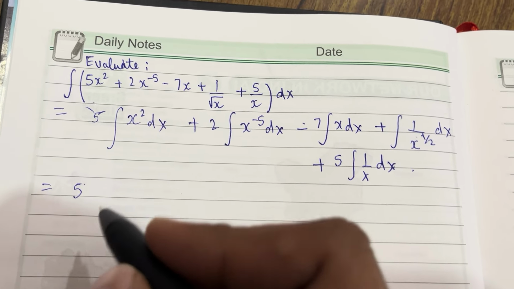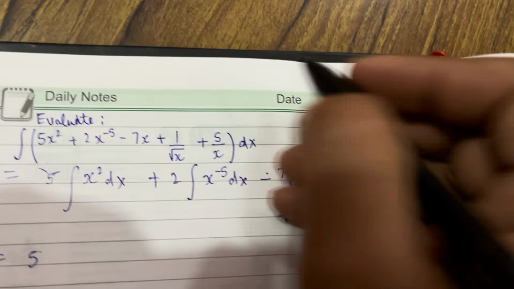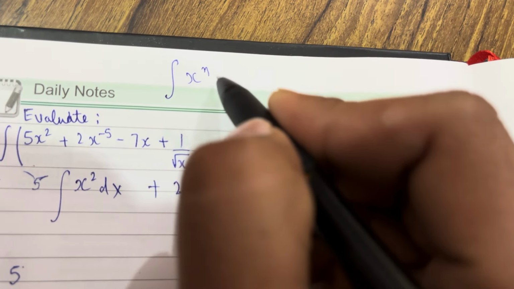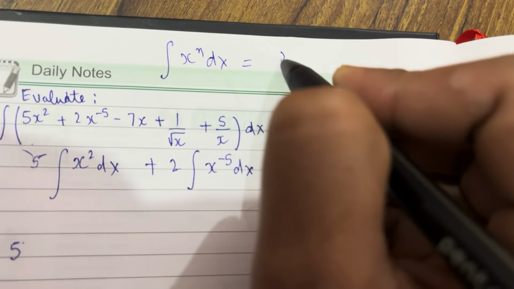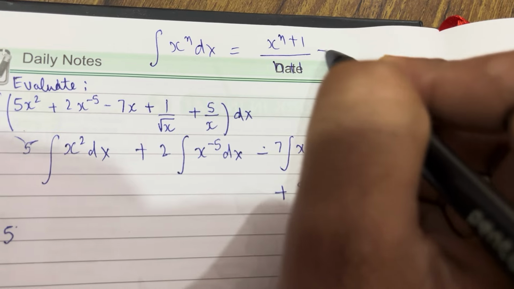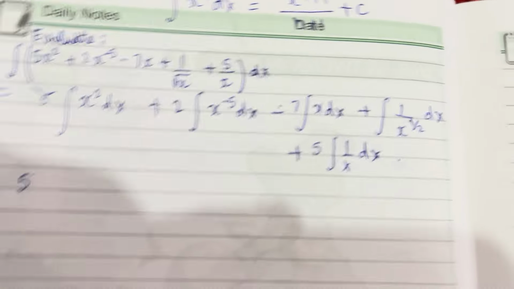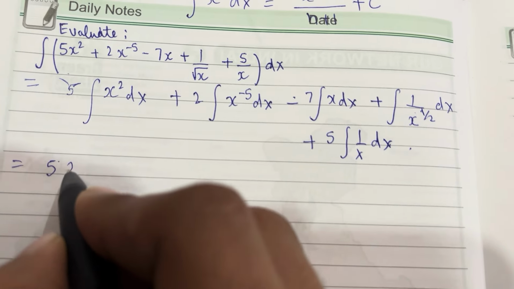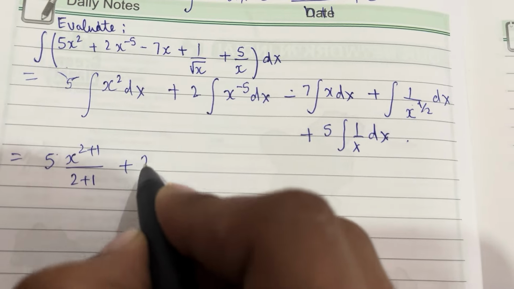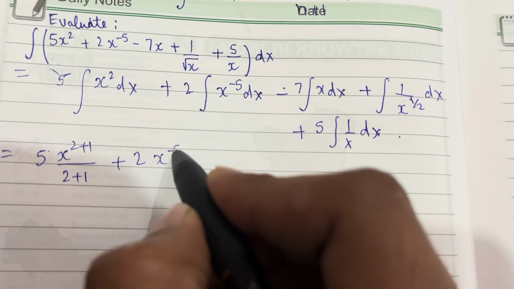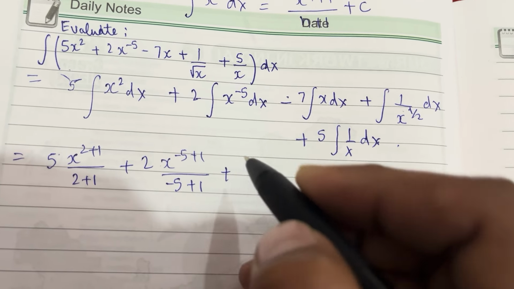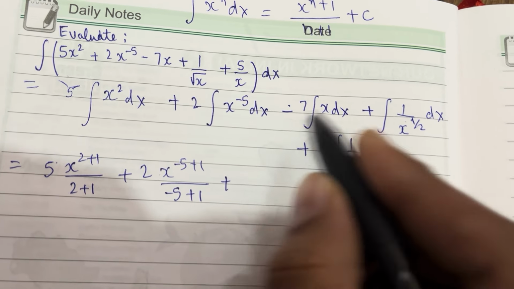X square, integral of x square is, we know the power formula of integration, which is integral x raised to power n dx is equals to x raised to power n plus 1 over n plus 1 plus c. So therefore here we will write x raised to power 2 plus 1 upon 2 plus 1 plus 2, x raised to power minus 5 plus 1 over minus 5 plus 1 plus, oh sorry, we will write this term first.